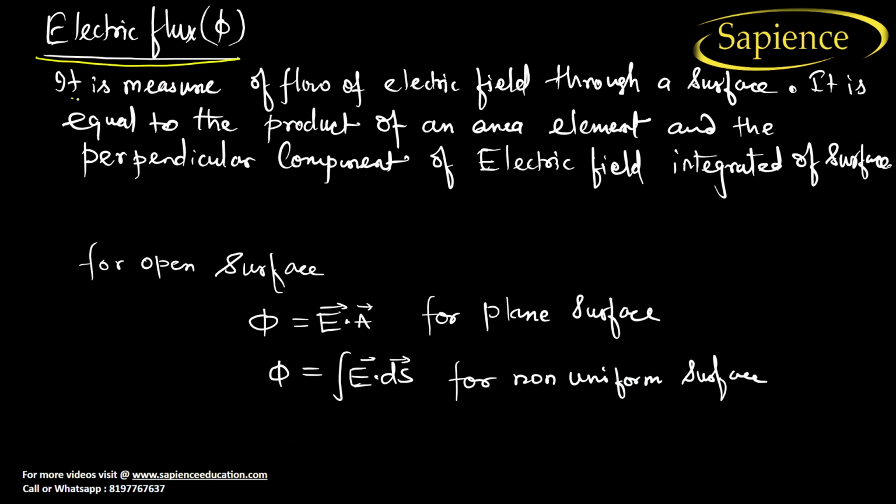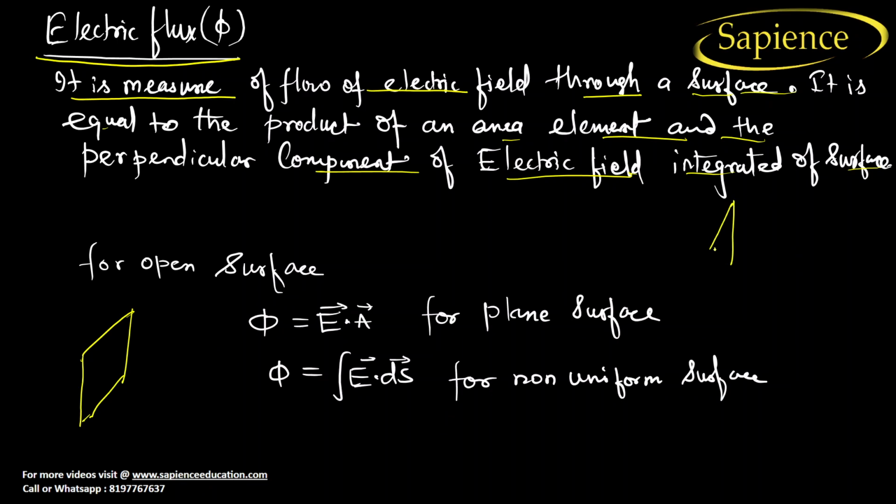Electric flux is a measure of the flow of electric field through a surface. It is equal to the product of the area element and the perpendicular component of the electric field, integrated over the surface for an open surface. Let us consider this is the area, and there is another area I'm drawing here. Okay, so try to understand here. Now the field lines, how many?